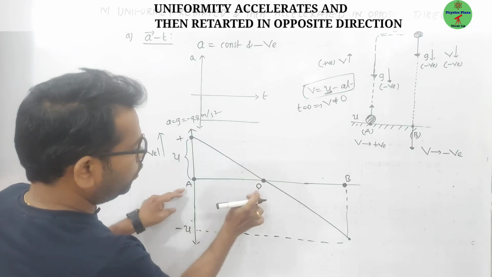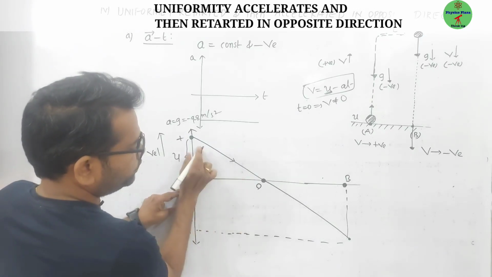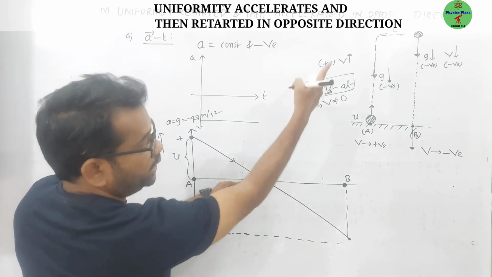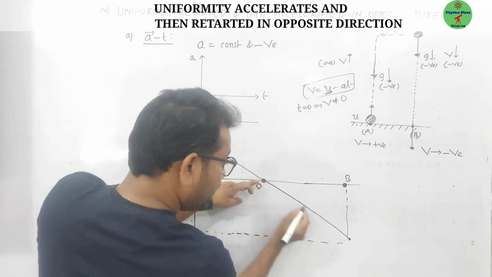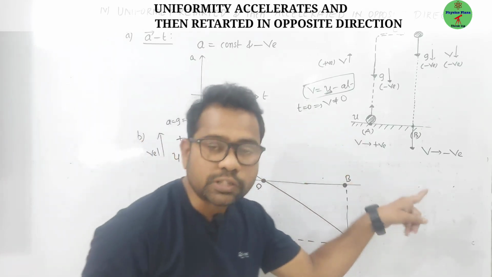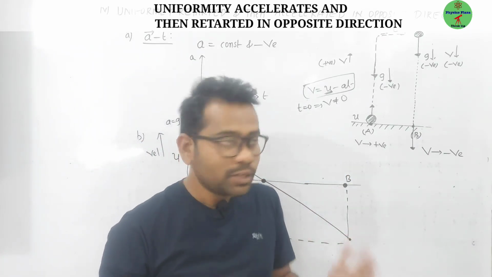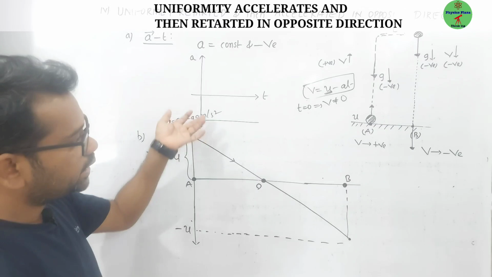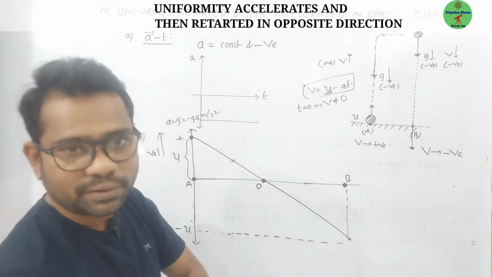Here A to O, velocity is decreasing. It becomes 0 at a maximum height. Again further, velocity is increasing, but in a negative direction, velocity is increasing. Fine. So velocity time graph, we are getting a straight line. Why? Because it's linear.